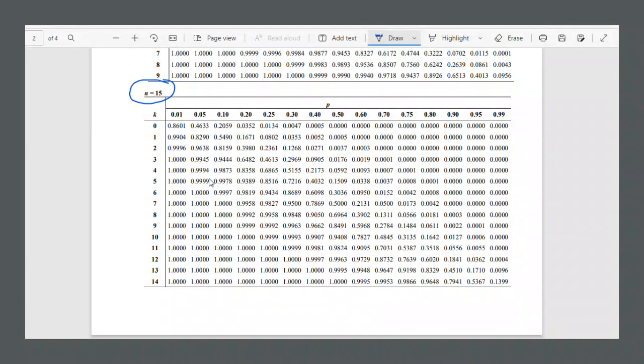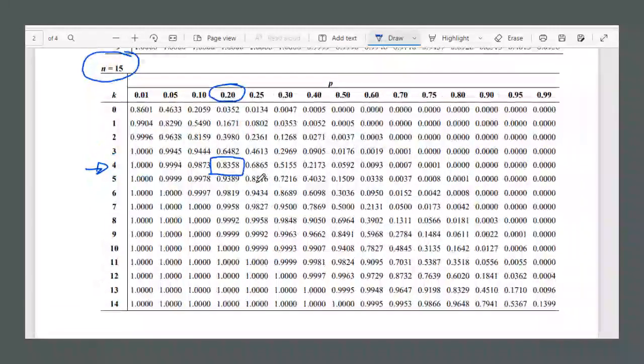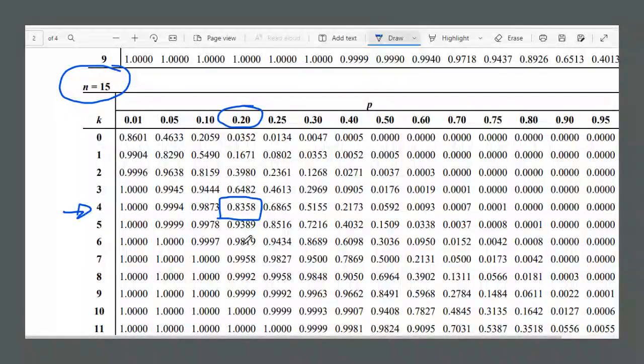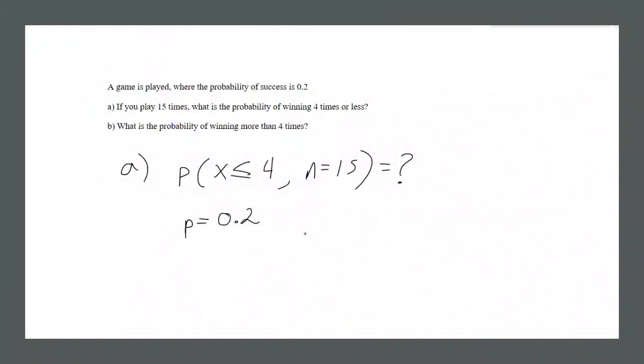And our probability of success was 0.2, and we want the chances of succeeding up to 4 times, right? 4 times or less. So matching up that row and column gives us the probability 0.8358, right there. So that is going to be equal to 0.8358.